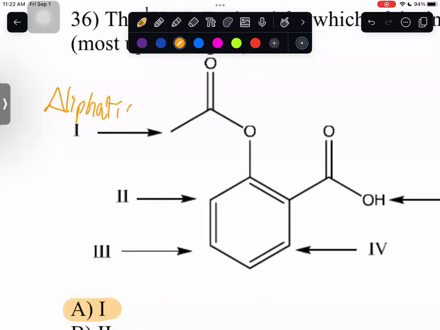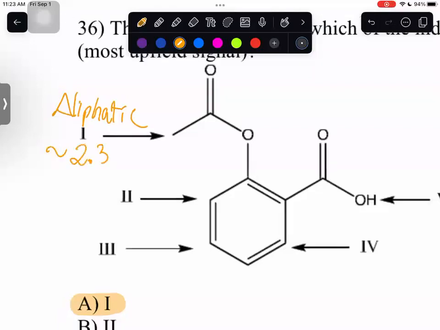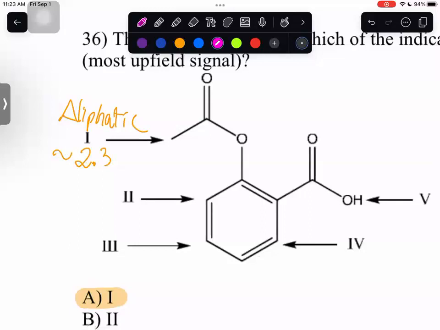Aliphatic. What's the usual range for the aliphatic hydrogens? Okay, and let's approximate a chemical shift for this one. 2.3, beautiful. But I thought that's not a carbonyl. That's an ester. It's an ester.